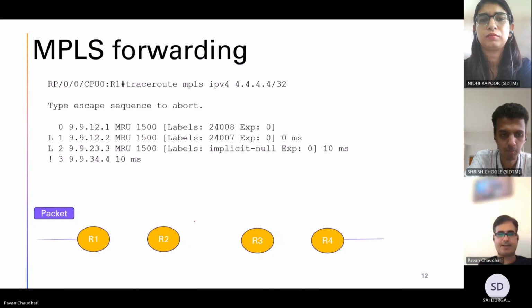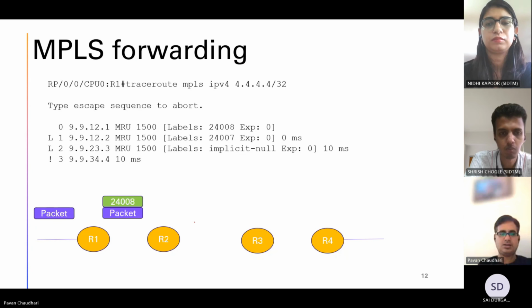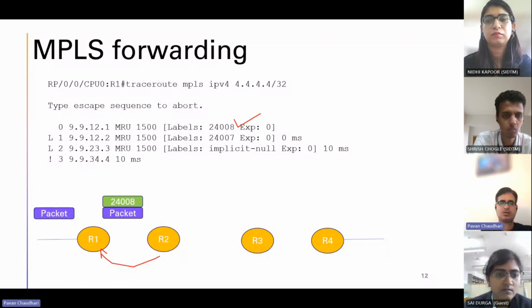No, sir. Okay. So as we saw in the earlier output, if a packet hits R1 destined towards R4, R1 will push a particular label on top of that packet, because R2 has forwarded that label to R1, and then R1 will forward the packet to R2.